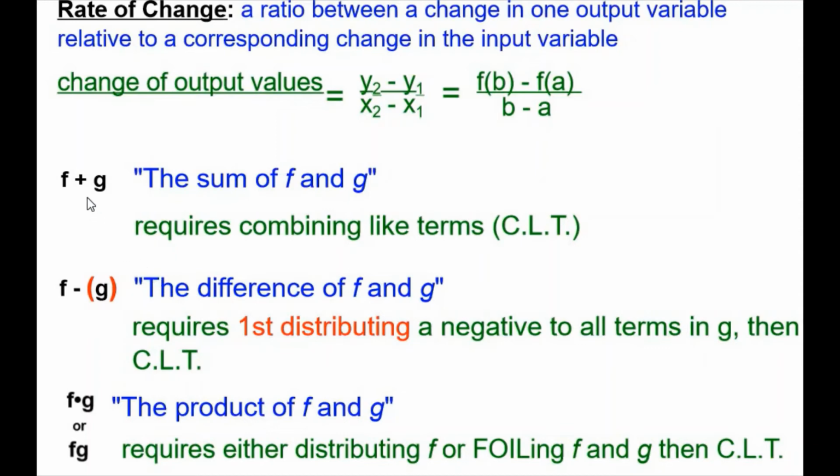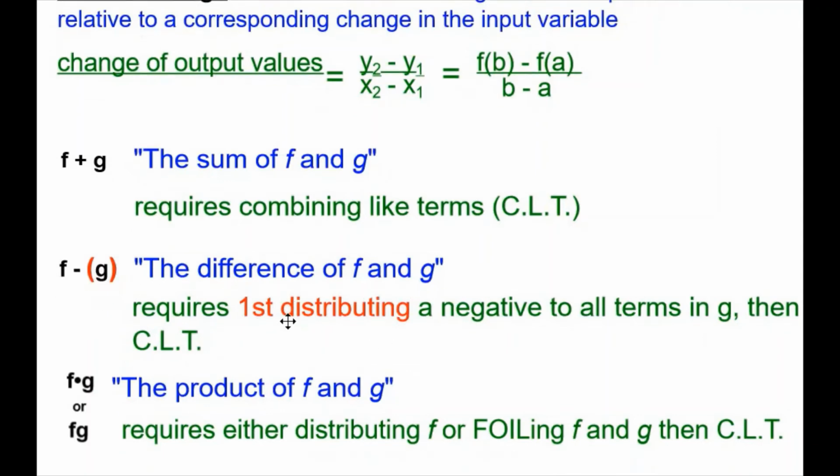However, any operation other than addition will require the use of parentheses. The grouping symbol allows you to properly use the operation that it is attached to, the function that it's attached to, and then properly combine like terms after it. So f minus g, the difference of f and g, requires first distributing a negative sign to all the terms in g. So everything in g will become negative. Then you will combine like terms. Notice a lot of times in my notes, I simply abbreviate combining like terms as CLT.